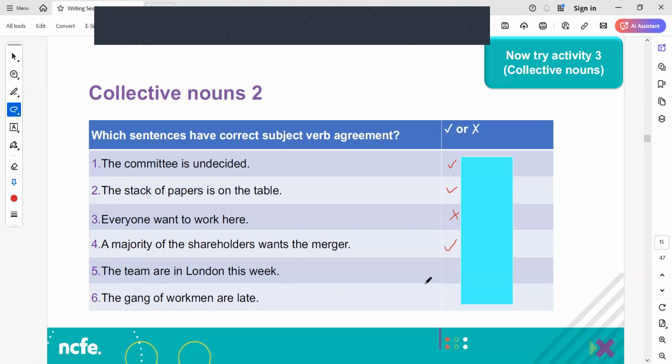The team are in London this week. Wrong. What should it be? Is. It's good because all of the team are doing the same activity. They're all going to be in London. The gang of workmen are late. Wrong. What should it be? Is. Good. Well done.